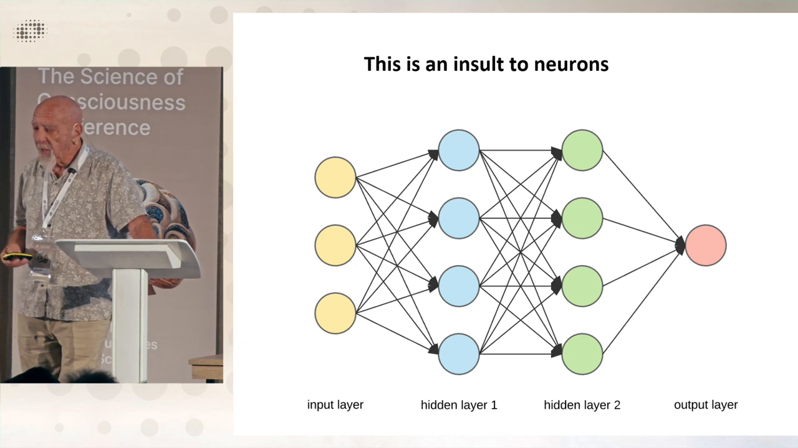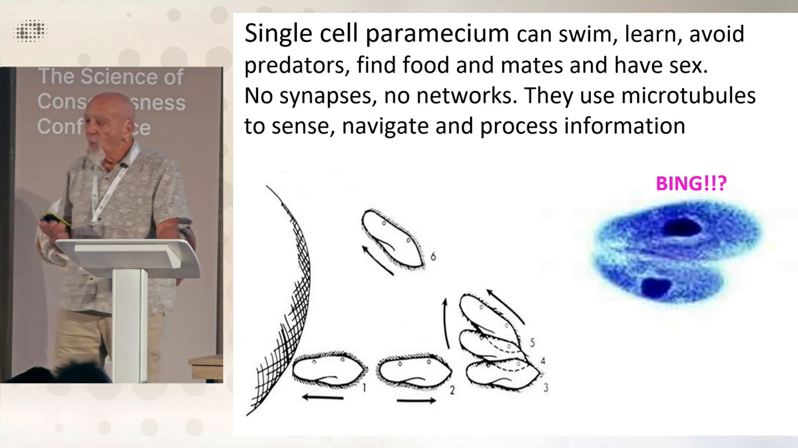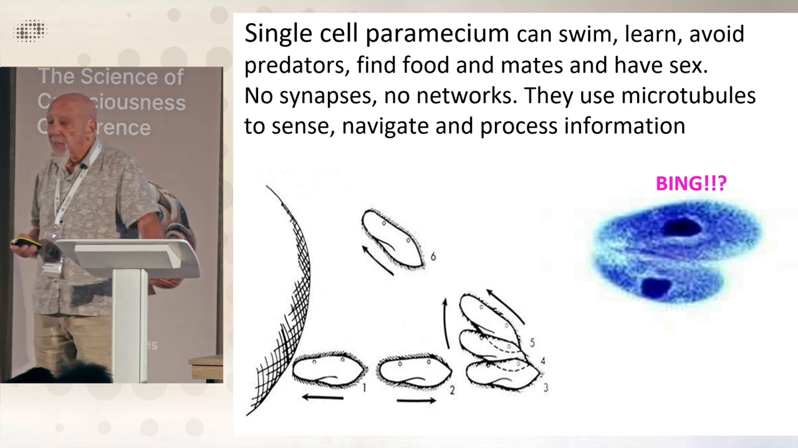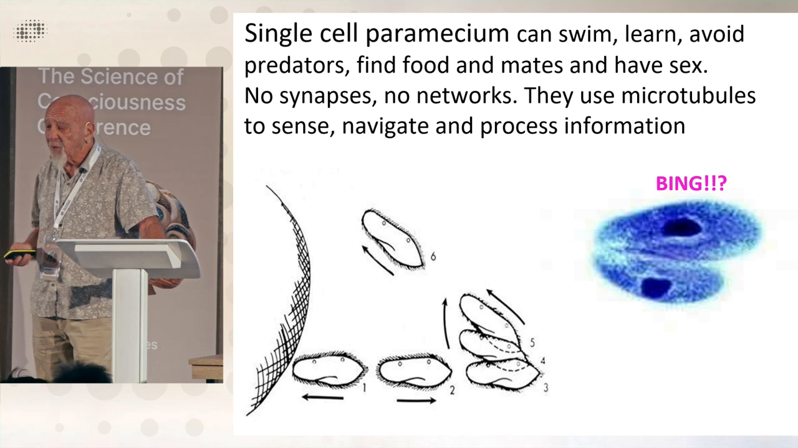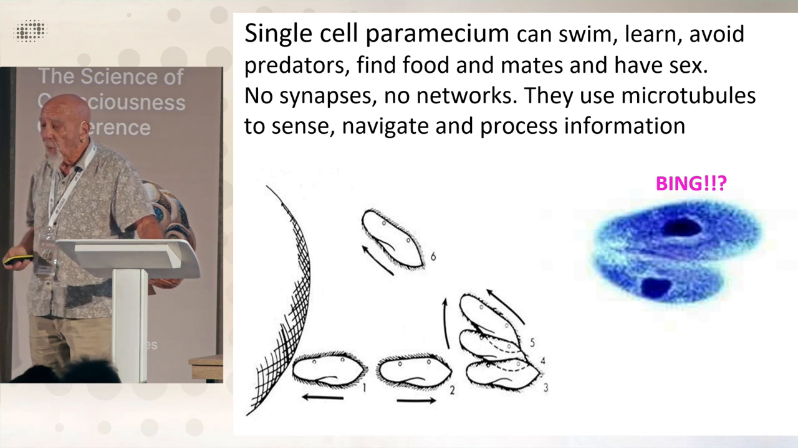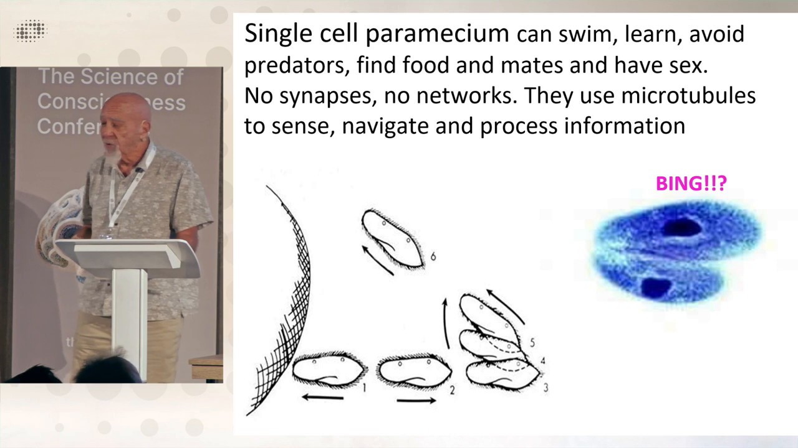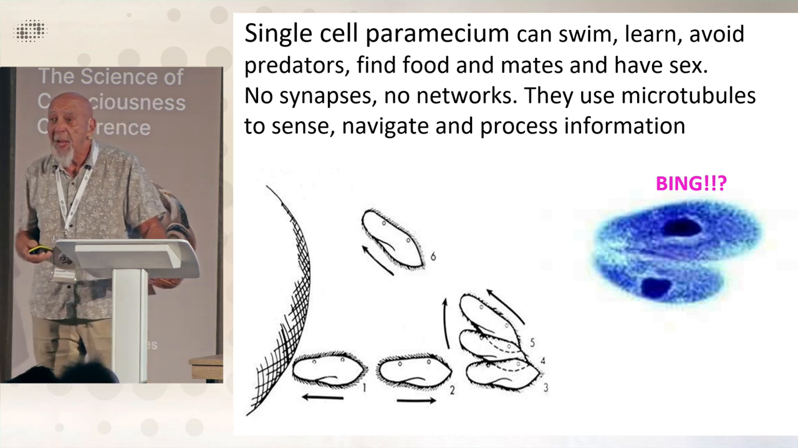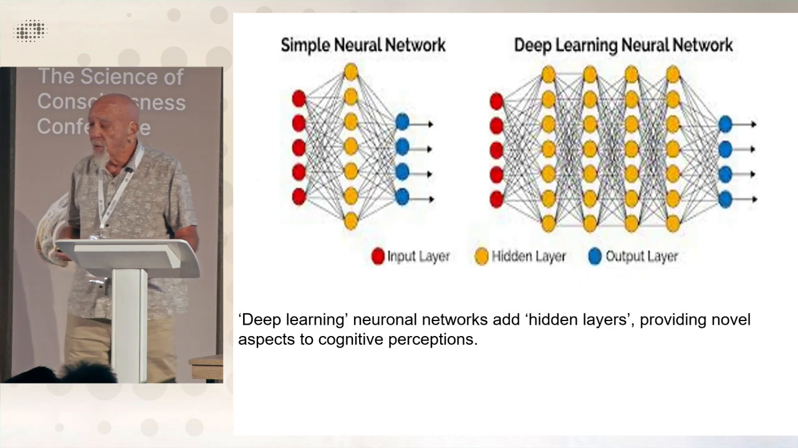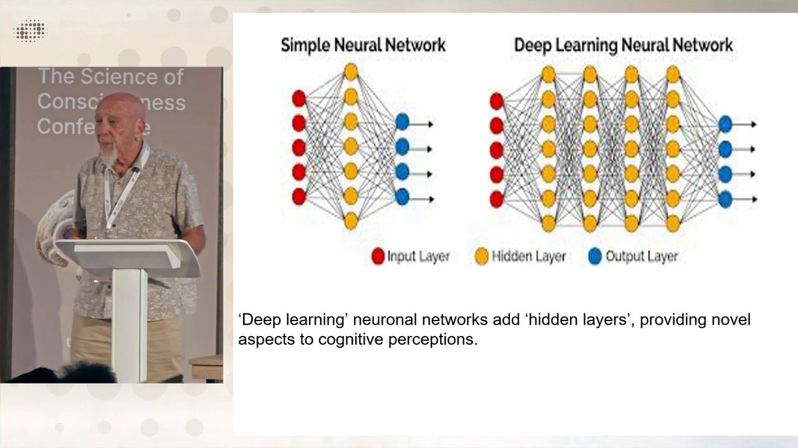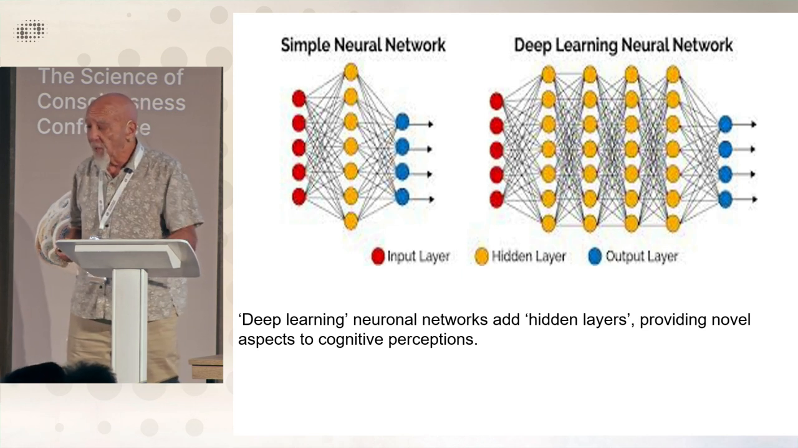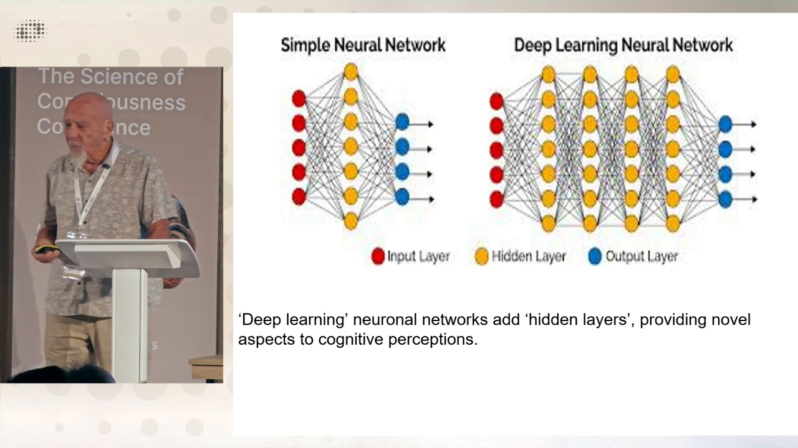one slow frequency. And more importantly, single cell paramecium can swim, learn, avoid predators, find food, find a mate, have sex. They have no synapses, no networks. They use their microtubules to sense, navigate, and process information. These same microtubules are in neurons and are probably doing much more important things than we attribute. But let's go back to AI for a second.